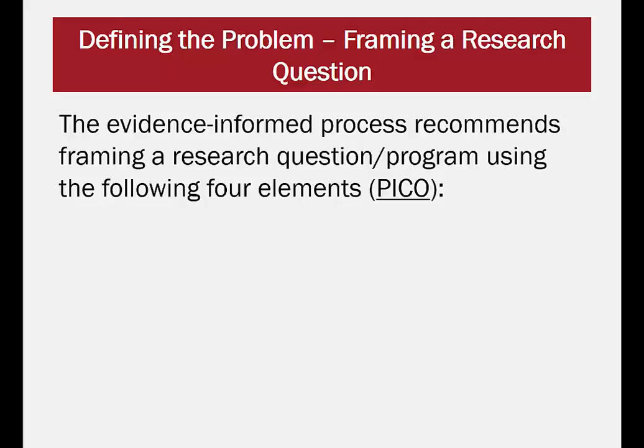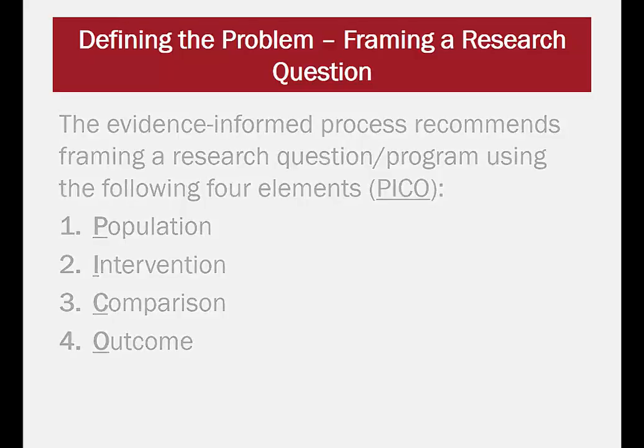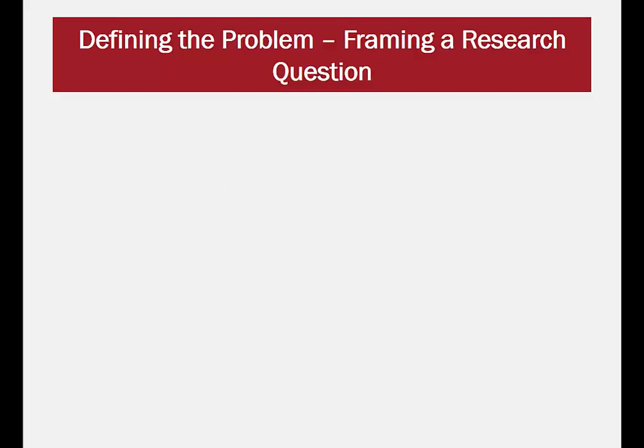When framing a research question, the following 4 elements are commonly used in the evidence-informed process. 1. Population. 2. Intervention. 3. Comparison. And 4. Outcome. We will use the example of bicycle helmets and cycling-related head injuries in young children to illustrate PICO.